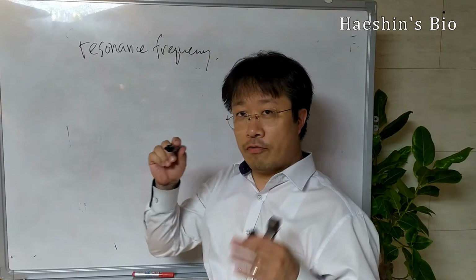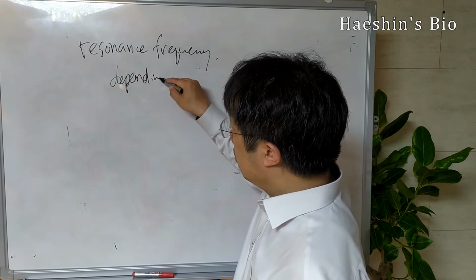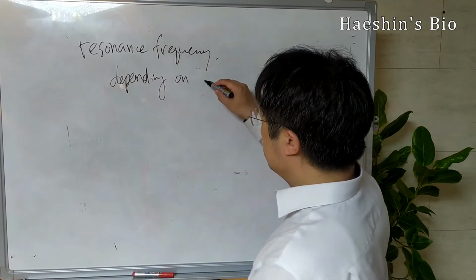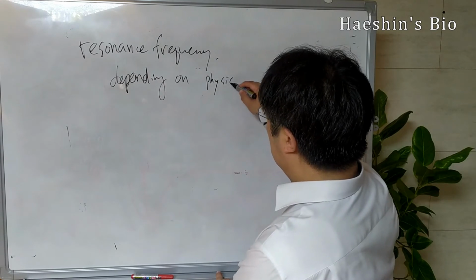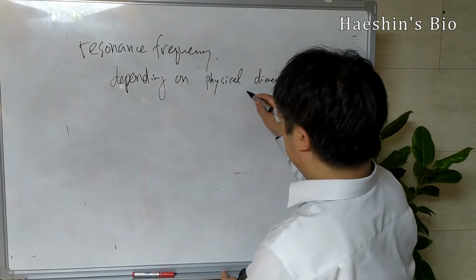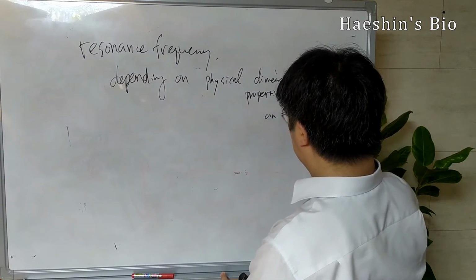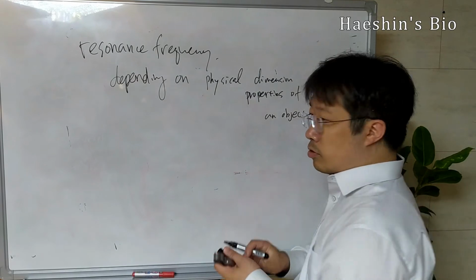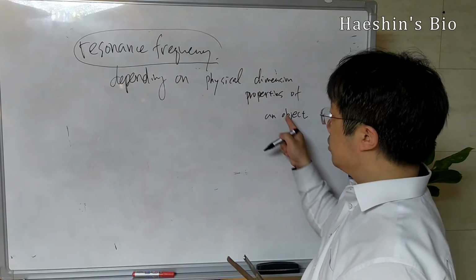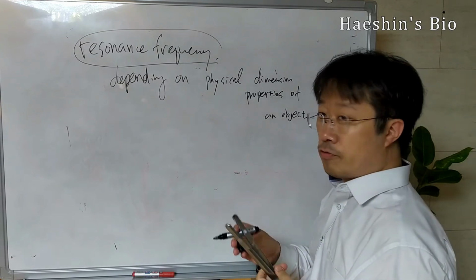So the resonance frequency is a fixed value you cannot change. It depends on the physical properties, the dimensional properties, of an object. So if you want to change the resonance frequency of an object, these physical dimensions should be changed. Otherwise, you cannot actually change the resonance frequency.